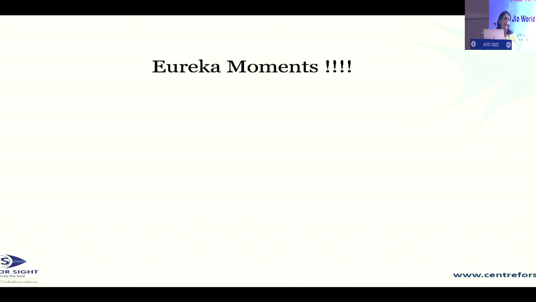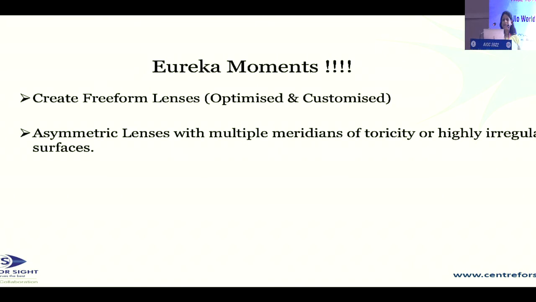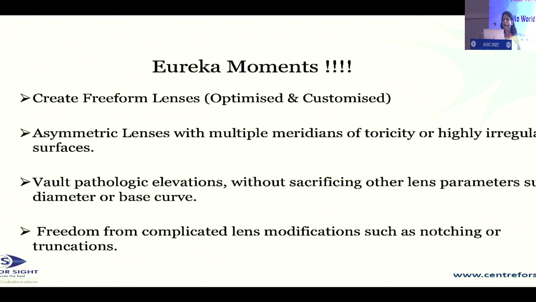But the eureka points are there. Why is the scleral topographer so popular with scleral lens practitioners? Because it creates free-form lenses. Free-form lenses mean you can optimize and customize the lens according to the ocular surface. Asymmetric lenses with multiple meridians of toricity or highly irregular surfaces. Vault pathologic elevation without sacrificing other parameters such as diameter or base curve. And freedom from complicated lens modifications such as notching or truncation.